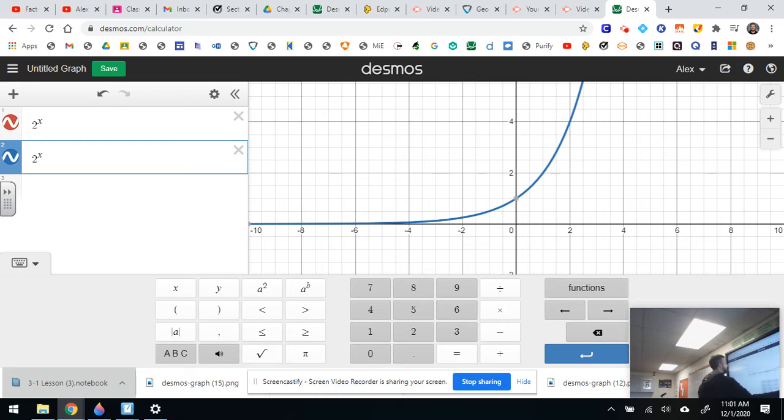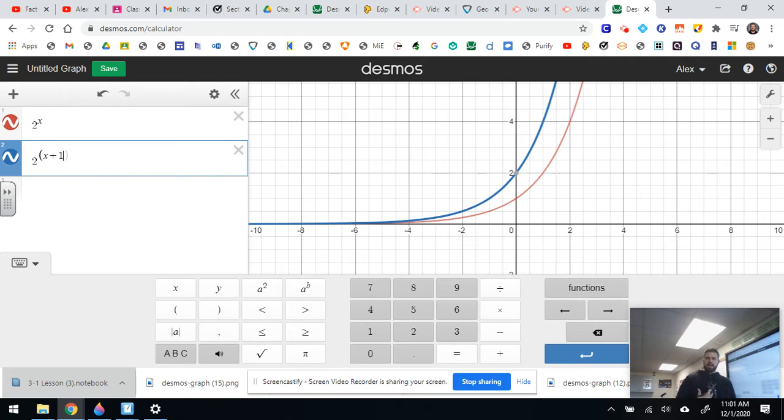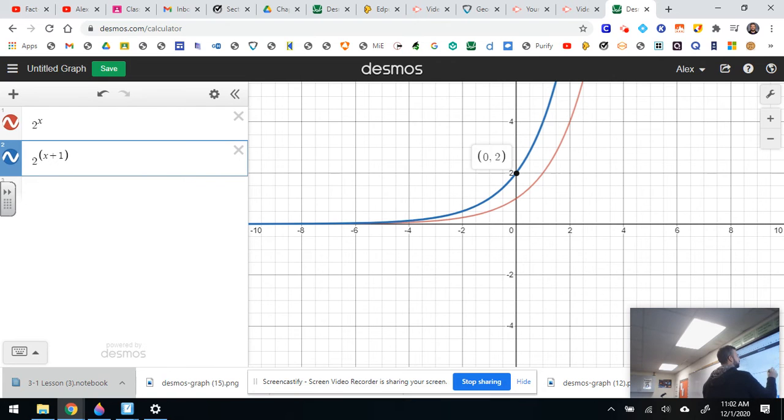You'll notice that that is not x plus 1, but that is right here. What we're going to do is put it in parentheses. Okay, so what happens to my graph when I add x plus 1? Well, what we see here is where we have the point 0, 2, and you'll notice that I have the point negative 1, 1. So what ends up happening is my whole graph is actually moved 1 unit to the left. So that plus 1 moves our graph to the left 1 unit.